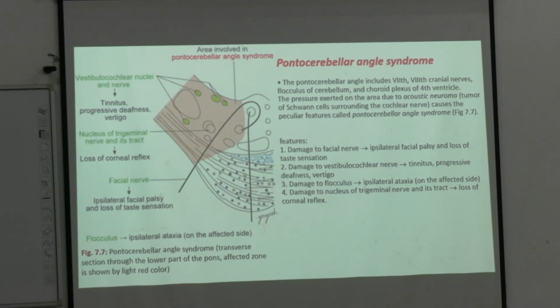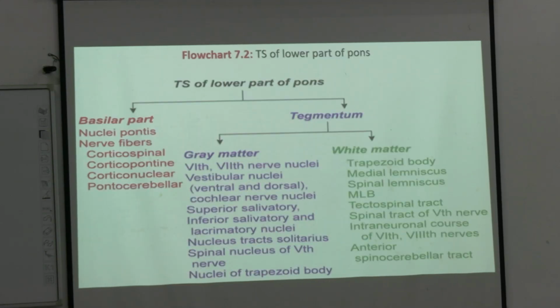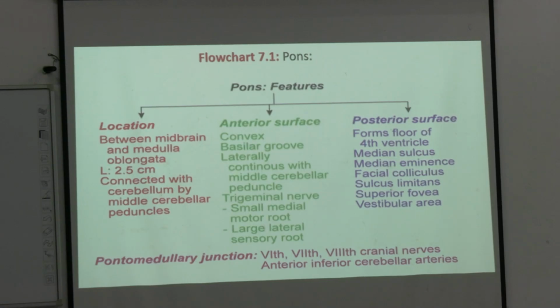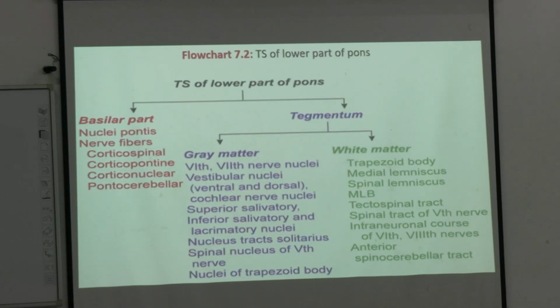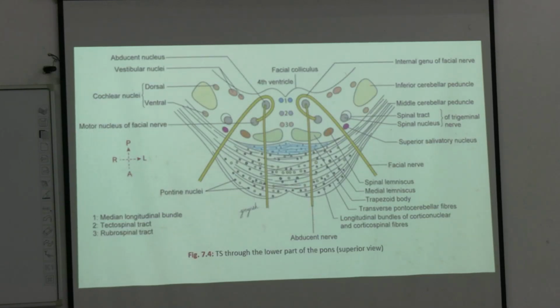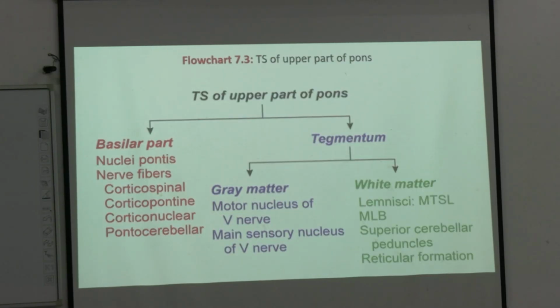So in short, we have to remember a few things about the Pons: the gross features, the external features. Then we have to remember the cross-sectional pictures, lower sections of the Pons, basilar part and dorsal part, gray matter, white matter. Upper sections also have the same thing, basilar part and dorsal part, gray matter, white matter. Along with that, the clinical problem emphasizing the PMJ tumor, which is pontocerebellar angle syndrome.